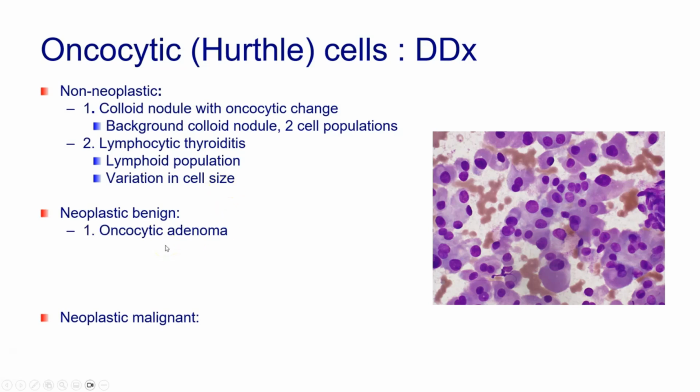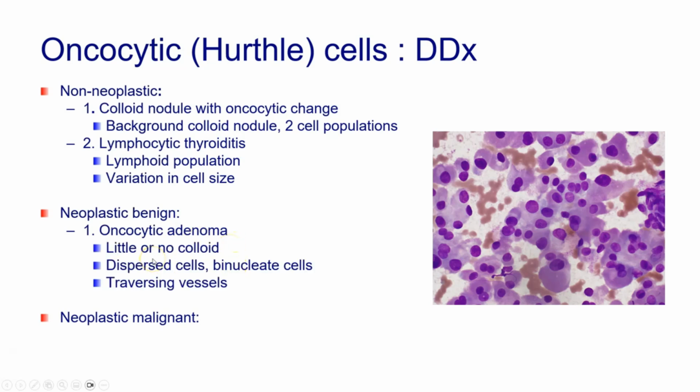Then we have the benign neoplasms, which include oncocytic adenoma, previously known as Hürthle cell adenoma. And in this instance, there will be very little colloid. The cells tend to be more dispersed, and we may also see binucleated cells, and sometimes we can see traversing vessels within larger tissue fragments.